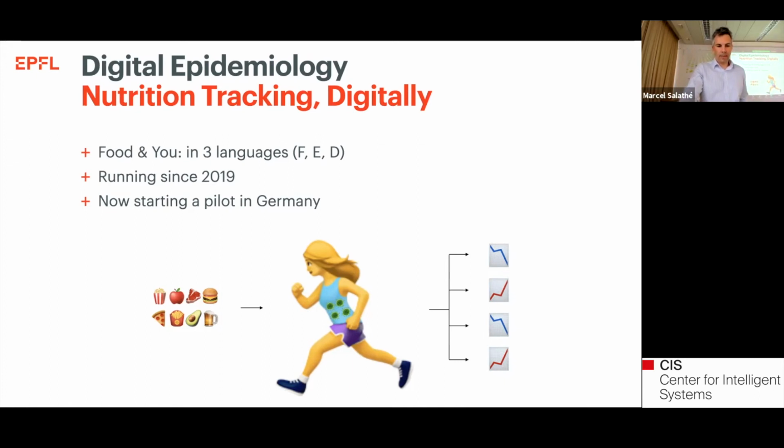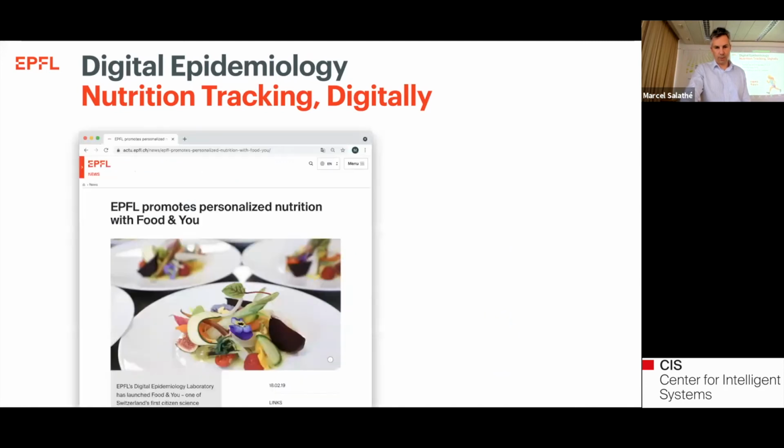We're now also starting this pilot of this cohort in Germany. Now, when we launched this early 2019, the EPFL had the following on its website, which was nice and great, and I'm very grateful, but I had to laugh when I saw the picture, because the picture actually captures something that is really funny and hard in a way. Namely, we have a hard time finding pictures of real food, right?